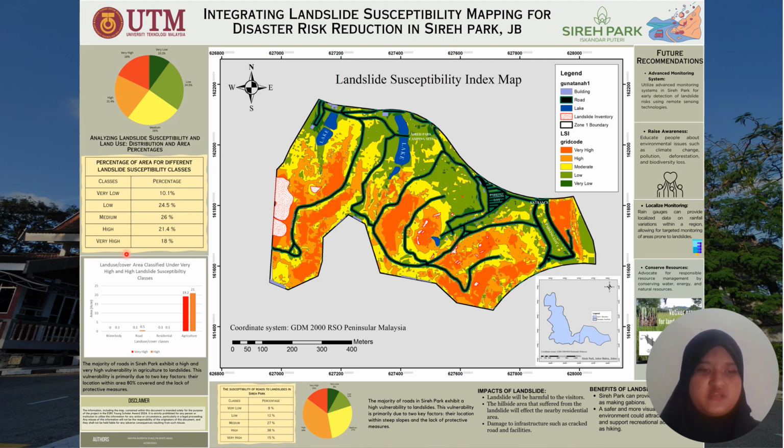Next, this is the second analysis that I made, from the land use land cover area under very high and high landslide susceptibility index. As we can see, agriculture has the highest percentage, 90% and 21% for high and very high. This is because agriculture covers almost 80% of this zone 1. The majority of roads in Sierra Park exhibit high and very high vulnerability in agriculture areas to landslides, as this location is 80% covered and lacks protective measures.